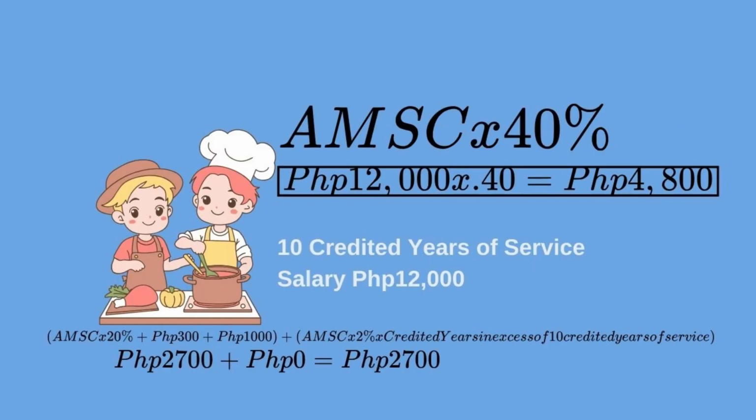Now, using the second formula, we'll calculate May's estimated regular monthly SSS pension, and that is 40% of the average monthly salary credit, or AMSC, and that is equal to 4,800 pesos. Thus, May's estimated regular monthly pension shall be the one using the second formula, since it is the higher amount between the two formulas, and that is 4,800 pesos.